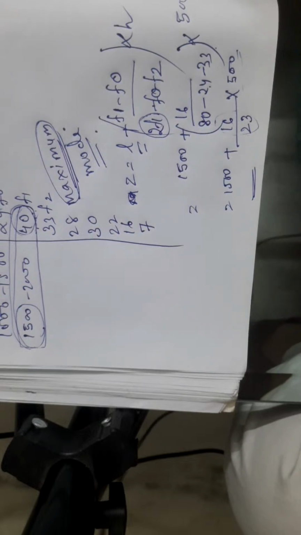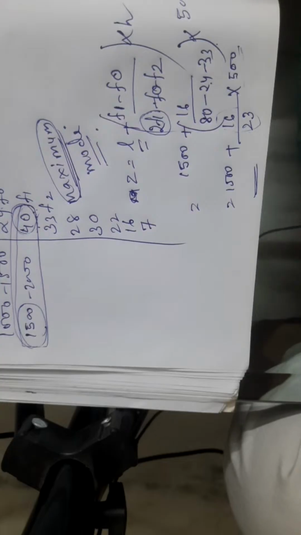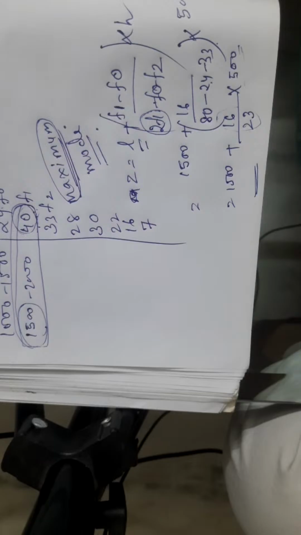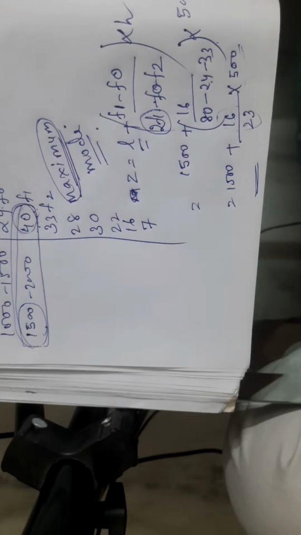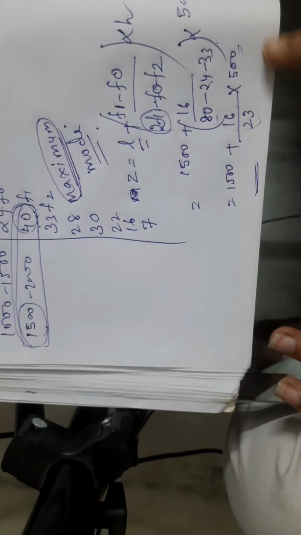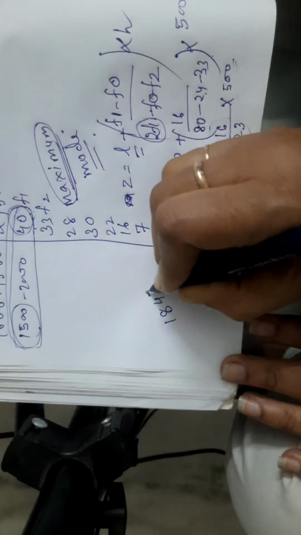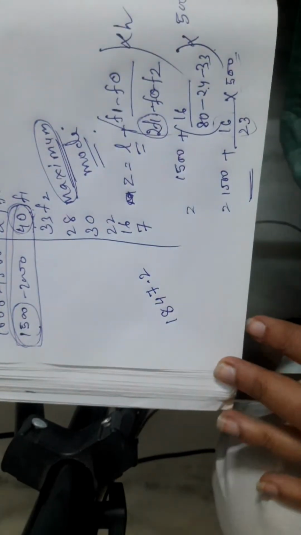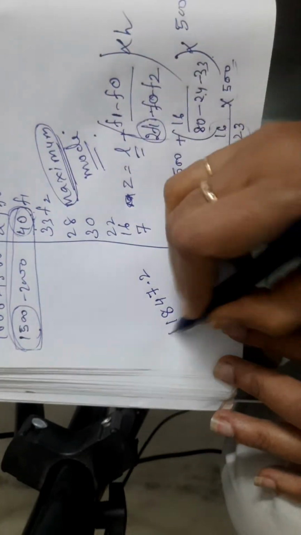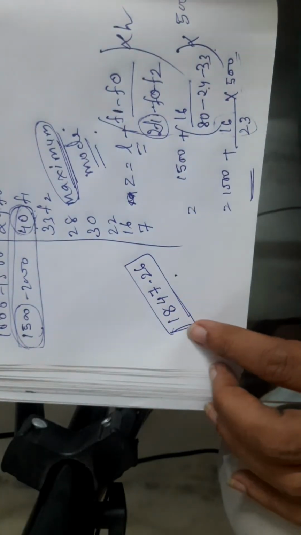So what's the final answer? 1500 plus 16 upon 23 multiplied by 500. As your revision schedule is going on, don't try to use a calculator, which will affect your calculation capability. Later on you can complete the solution. Final answer is 1847.26. So you just remember the answer. Once you recall, after calculating, recheck whether you are getting the same answer or not.